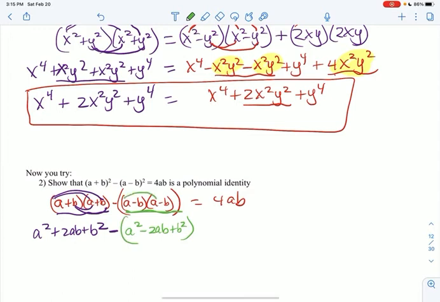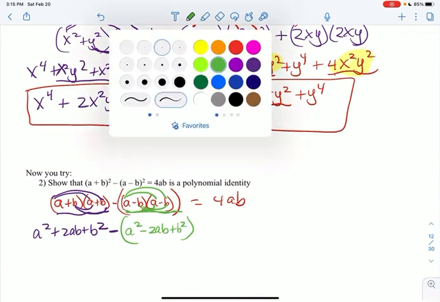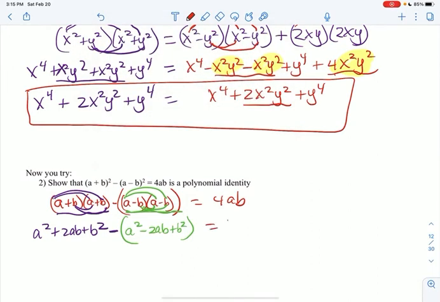A times a is a squared. A times negative b is negative ab. And negative b times a is negative ab. So I really have negative 2ab. And negative b times negative b is positive b squared. All right, and the right is just perfect. I'm leaving that alone. So a squared minus a squared, well, those cancel.